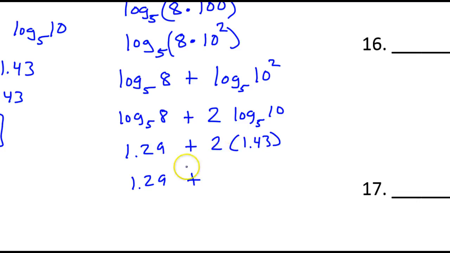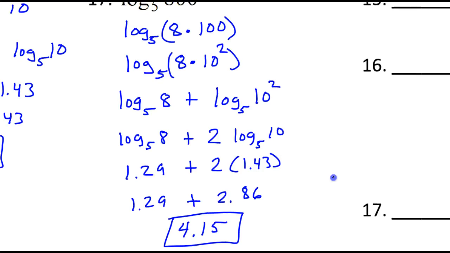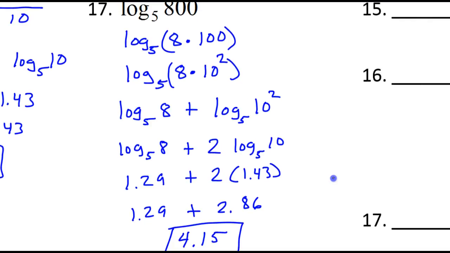All right, using our four-function calculator, let's see. 2 times 1.43 is going to be 2.86. So 1.29 added on is going to be 4.15. Okay, so that would be the answer to number 17.